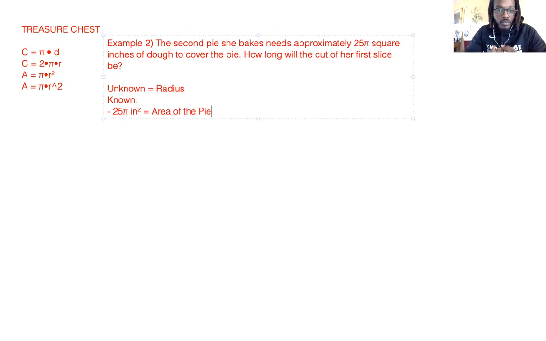I'm looking for a formula that has radius and that has area. I'm looking at my treasure chest. What formula can I use to help me find my unknown? I'm looking at this formula right here that says area equals pi times radius squared. So I'm going to take that formula, throw it into my workspace, and begin filling in what I do know. I do know that area is equal to 25 pi. And 25 pi is equal to pi times the radius, which is something that I don't know, squared.